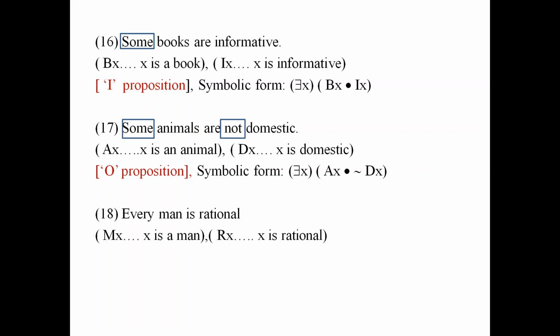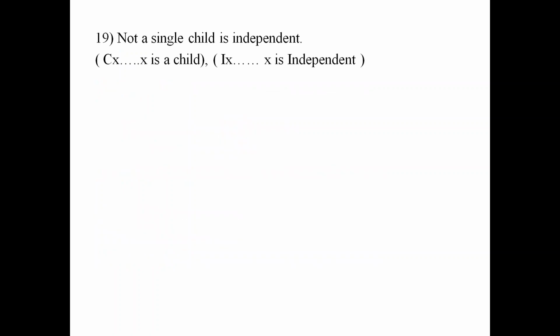18th, every man is rational. Here the word every is used with two classes, so it's an A proposition. The symbolic form is universal quantifier phi x horseshoe psi x. Phi you will replace by M, psi by R. So the written expression will be universal quantifier Mx horseshoe Rx. Here it will be read as given any x in the class, if x is a man, then x is rational.